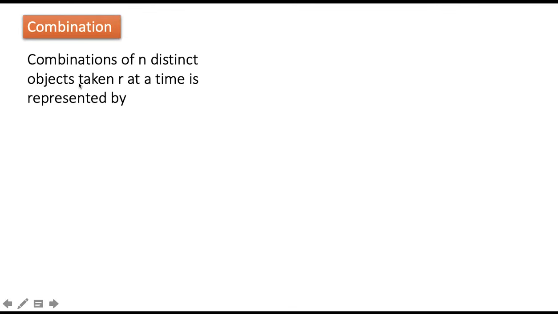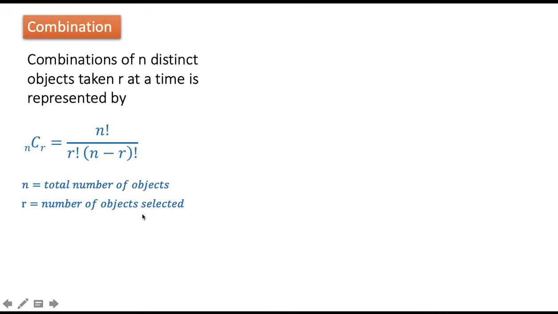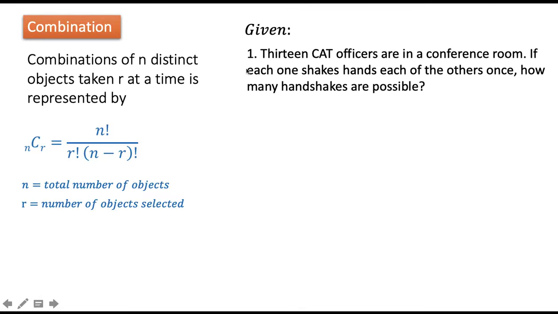A combination of n distinct objects taken r at a time is represented by this formula. It is read as combination of n taken r at a time is equal to n factorial over r factorial times quantity n minus r factorial, where n is the total number of objects and r is the number of objects selected. Let us take this given example.